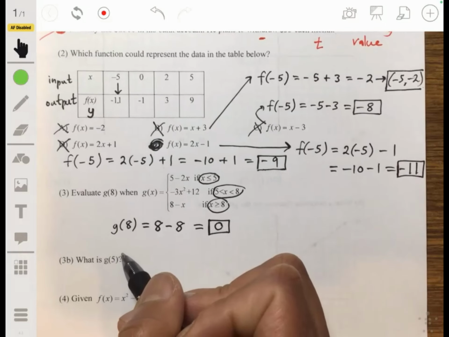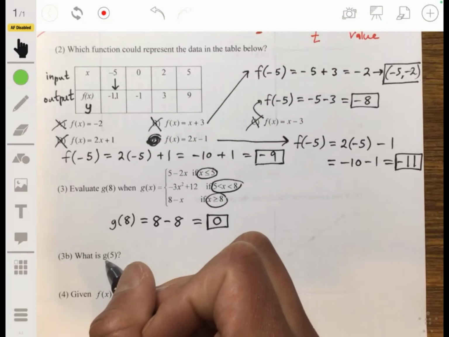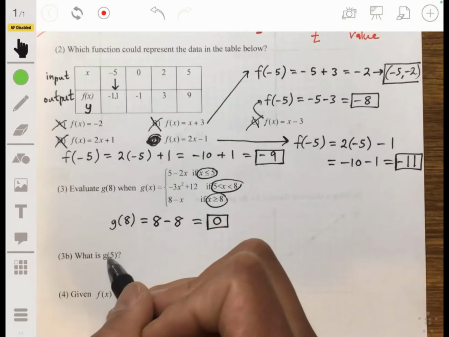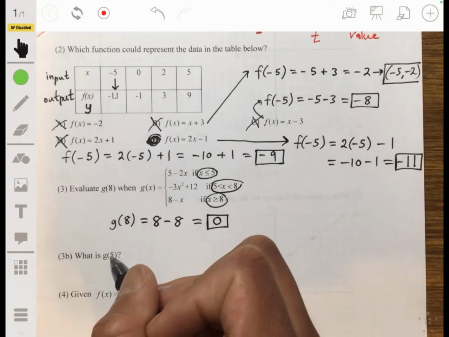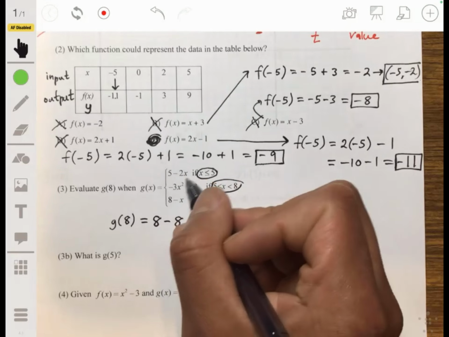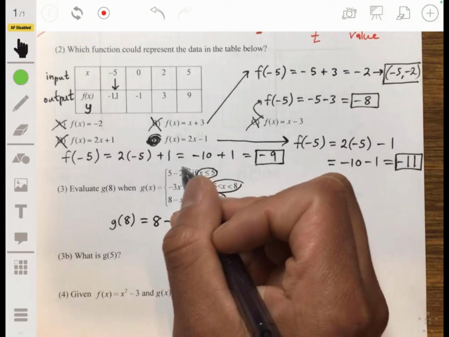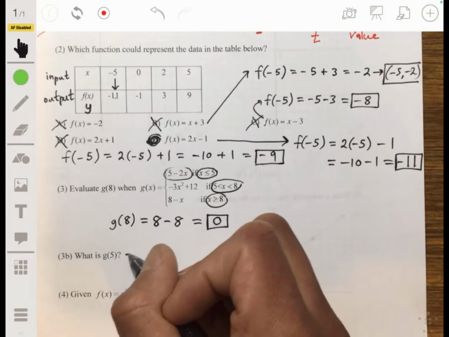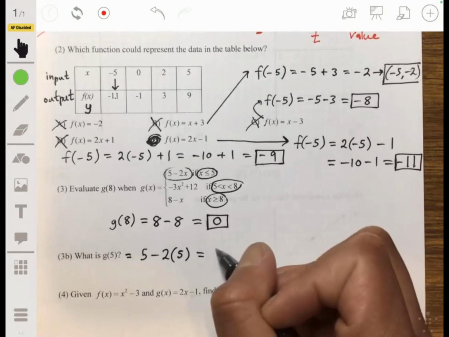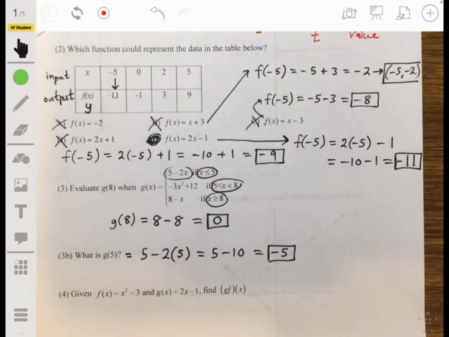Now in part B, we're asked to find g of 5. So we're just asked to figure out what to plug it into when x is 5, because we're taking the input of 5. So 5 is going to go into this one because this is saying if x is less than or equal to 5. So we're going to plug 5 into this expression. So g of 5 is going to be 5 minus 2 times 5, which is just 5 minus 10, which is going to give us -5.